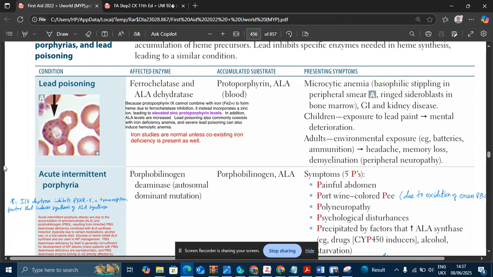Look at this image A, a very important image for your exam purposes. It's very important. Look at these purple dots. Okay, this is basophilic stippling.